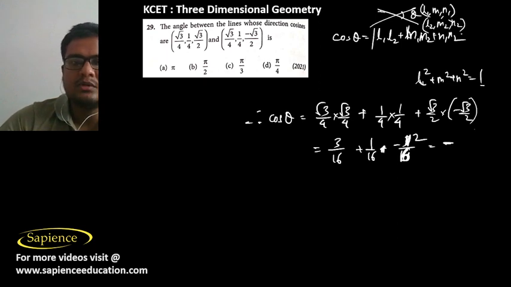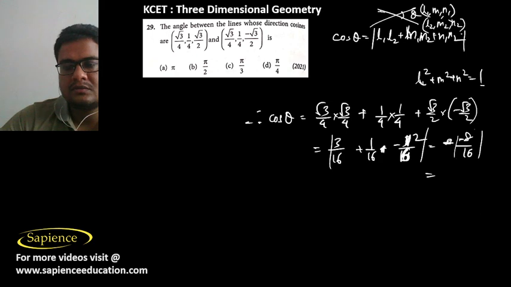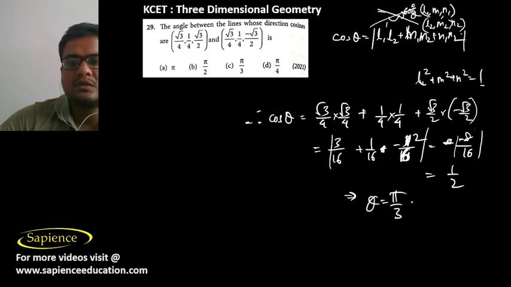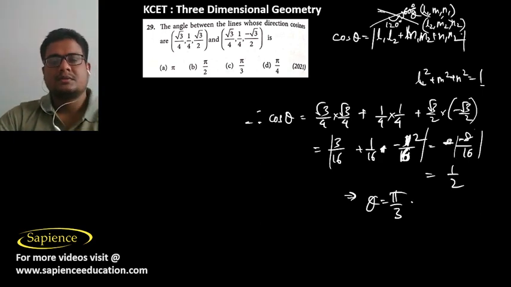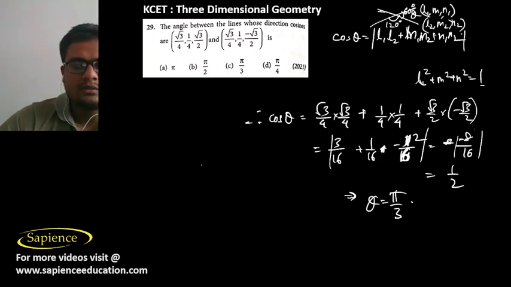So we can find the mod since we want the acute angle. We can take the mod. So this is 12 minus 4, that is 8 by 16, minus 8 by 16. So its mod is 8 by 16, that is half. The cos theta is half. Therefore, theta is equal to pi by 3. Since one angle 60 degrees is also formed and one obtuse angle 120 degrees is also formed. So the acute angle between these two lines is pi by 3. So option C is the correct answer.